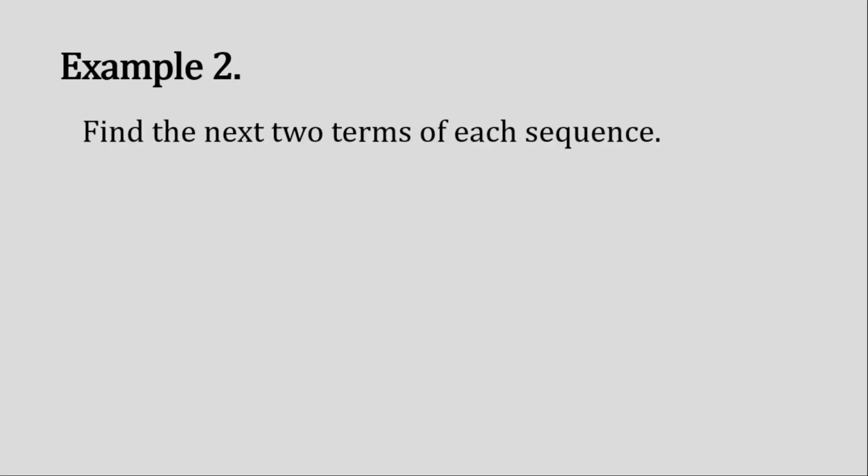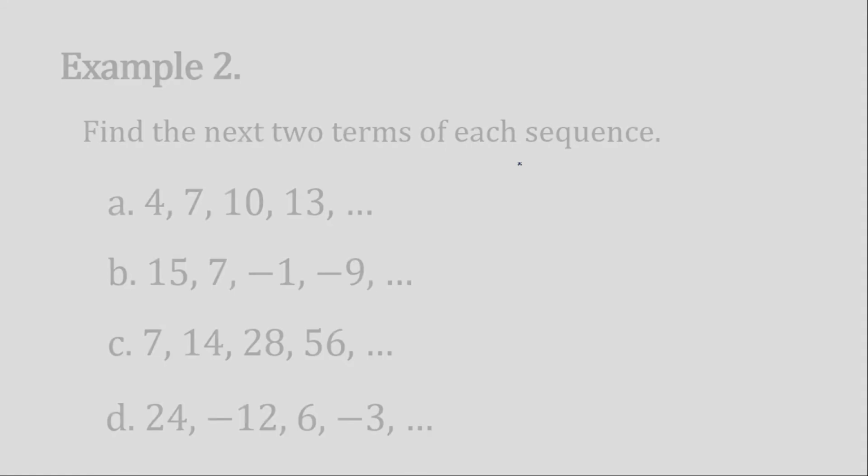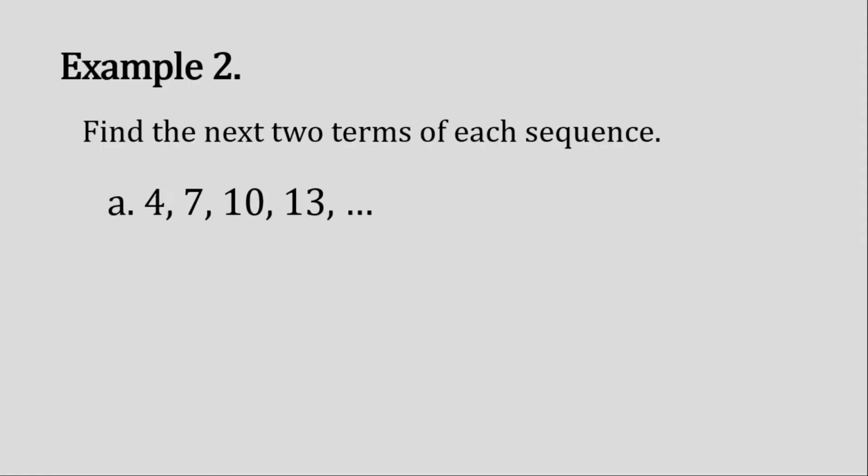Now let's go to example number 2. Find the next two terms of each sequence. All we have to do is to know the rules and find the next two terms. Let's start with letter A: 4, 7, 10, and 13. By observation, if we start with 4, how can we get 7? If we add 3 to 4, we get 7.